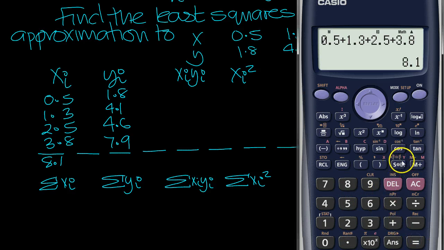Yeah, 8.1. Next one. Plus 4.1 plus 4.6 plus 7.9. That's the sum of the yi's: 18.4. Okay.